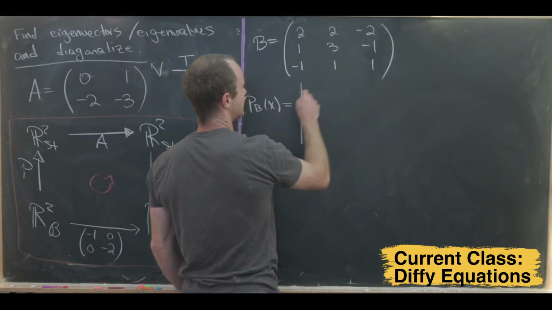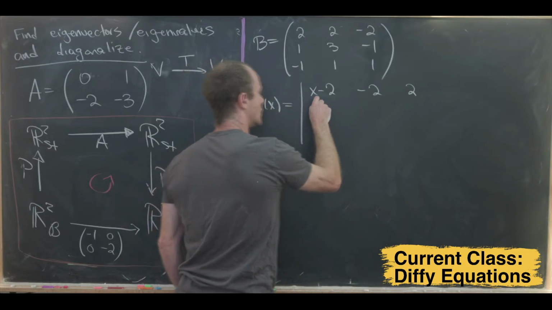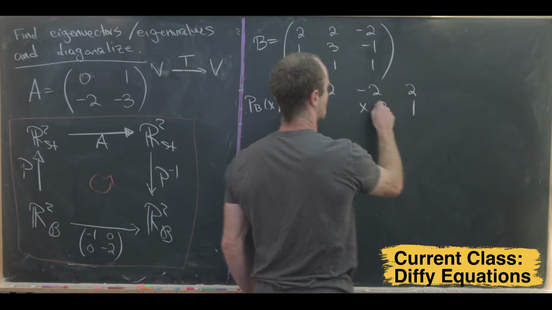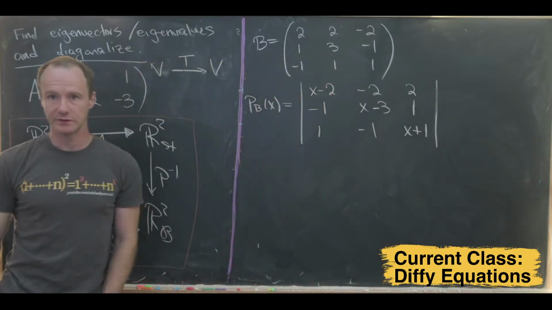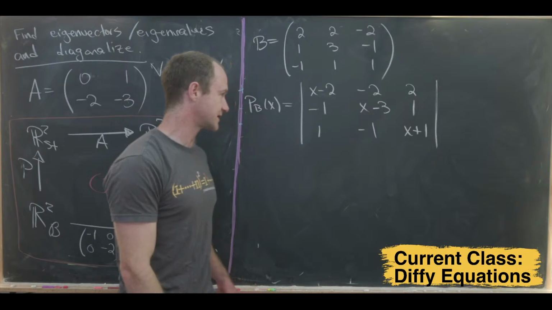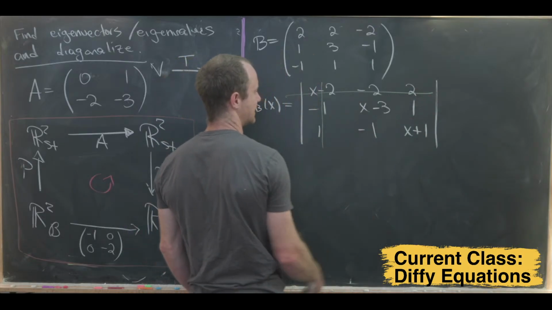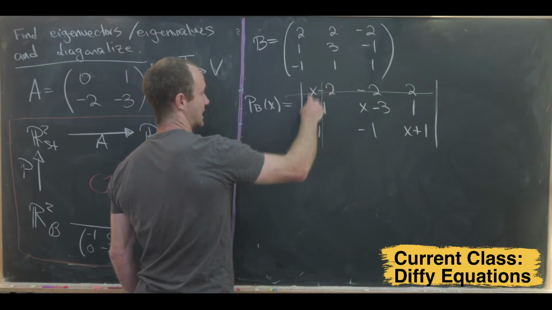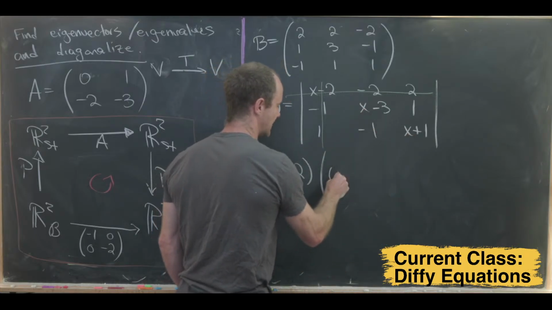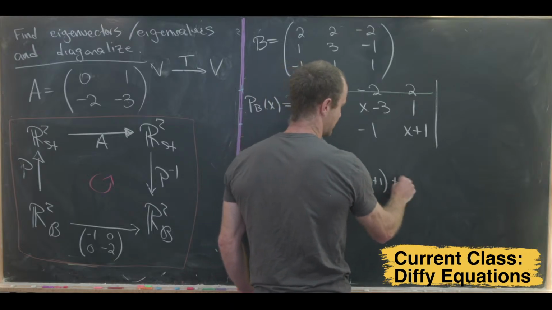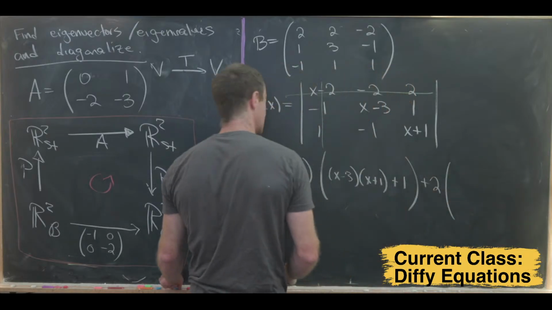Okay, so anyway, p_B(x). That's going to be the determinant of, I think we can do this all at once, x minus 2, -2, 2, -1, x minus 3, 1, 1, -1, x plus 1. We got something like that. Now we can do a cofactor expansion. That means we cross out the first row and the first column and take the determinant of the sub 2 by 2 and multiply it by whatever's in the crosshairs. So this is going to be x minus 2 times the determinant of this sub 2 by 2, that'll be x minus 3, x plus 1 plus 1. Then we'll have plus 2 times what's going on here.